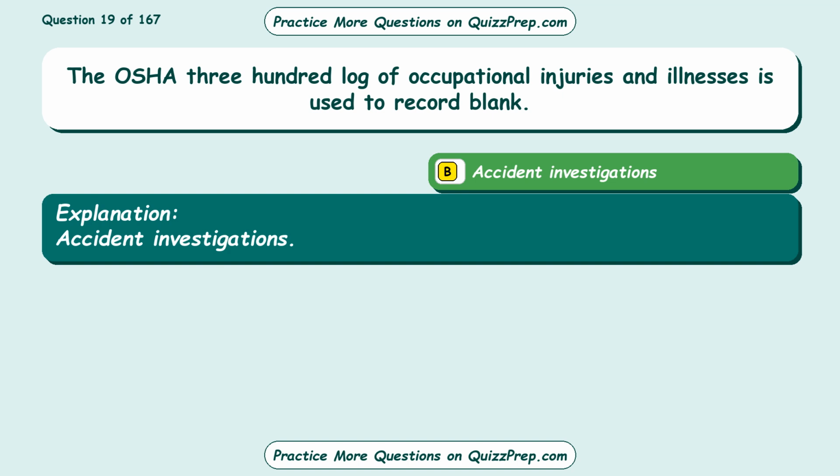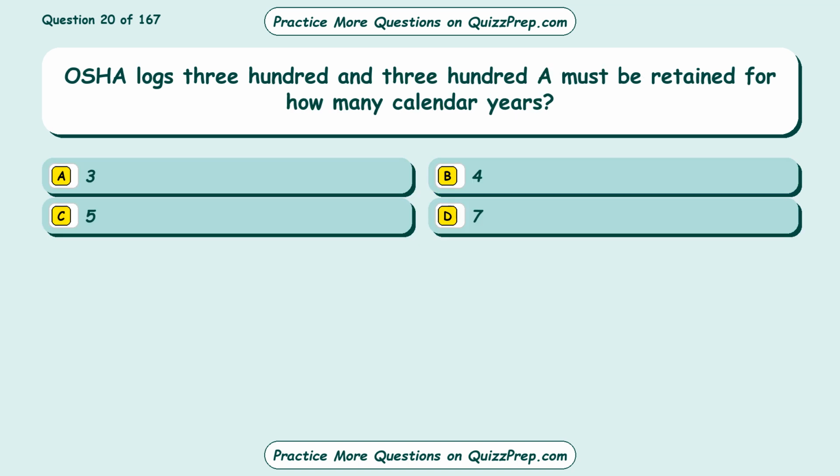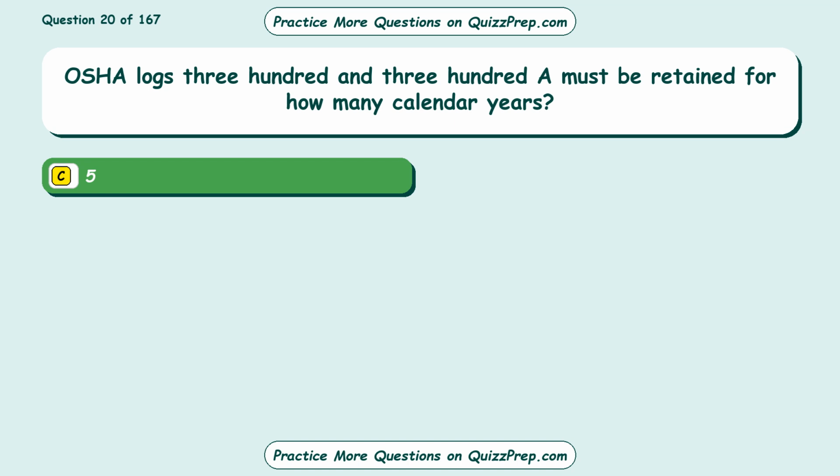Question 20. OSHA logs 300 and 300A must be retained for how many calendar years? Option A, 3. Option B, 4. Option C, 5. Option D, 7. The correct answer is option C, 5 years.